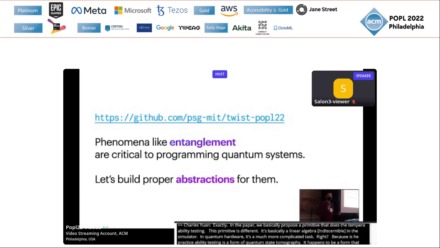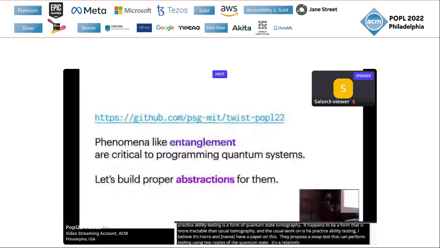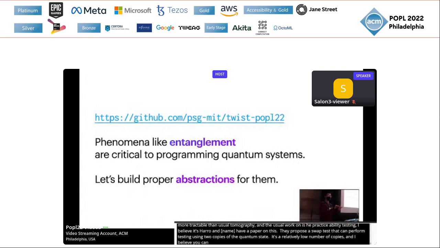And the usual work on separability testing in hardware is, I believe, Harrow and Montanaro have a paper on this. They propose a swap test that can perform separability testing using 2 copies of the quantum state. It's a relatively low number of copies. And I believe you can generalize this to a test that operates in O(1/epsilon^2) for some choice of epsilon closeness to a separable state.